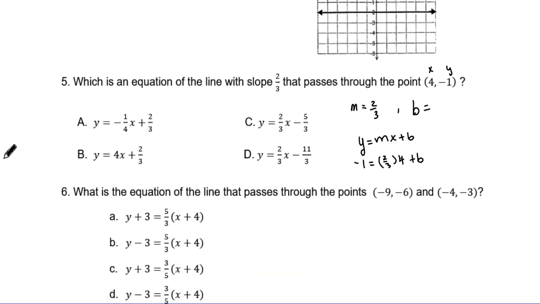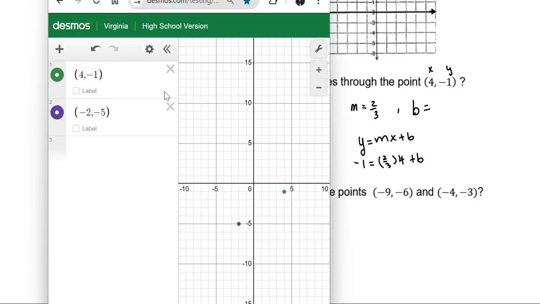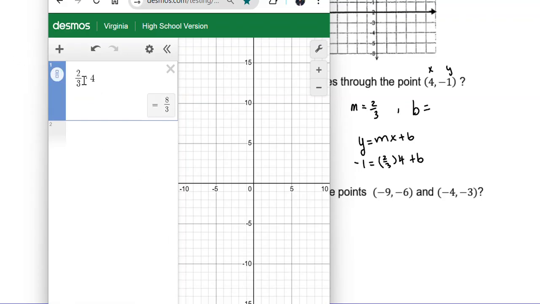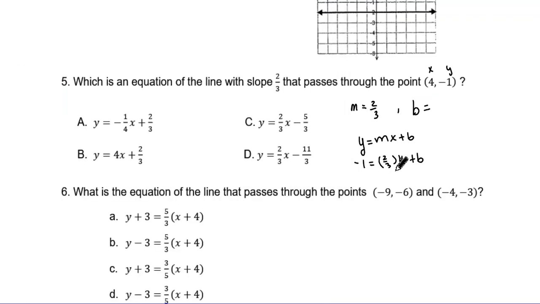So now I can go ahead and solve this by just solving for b. So I'll go ahead and do 2 over 3 times 4. It's going to be a decimal, so I'll turn it back into a fraction, which is 8 over 3 plus b equals negative 1.